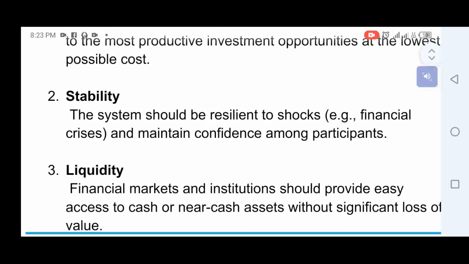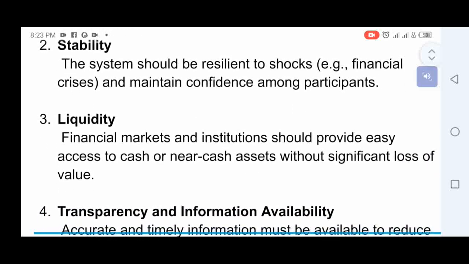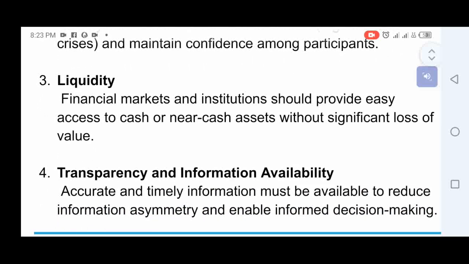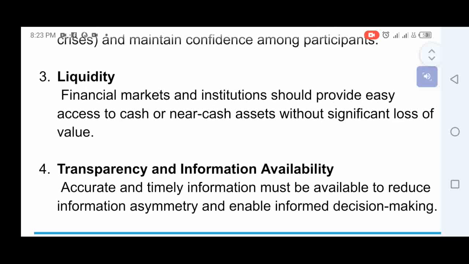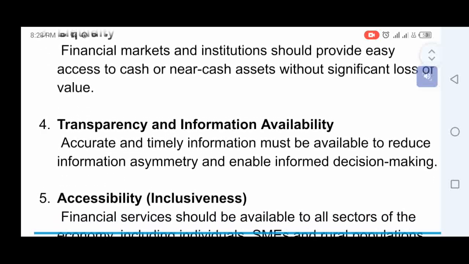3. Liquidity. Financial markets and institutions should provide easy access to cash or near-cash assets without significant loss of value. 4. Transparency and information availability. Accurate and timely information must be available to reduce information asymmetry and enable informed decision making.